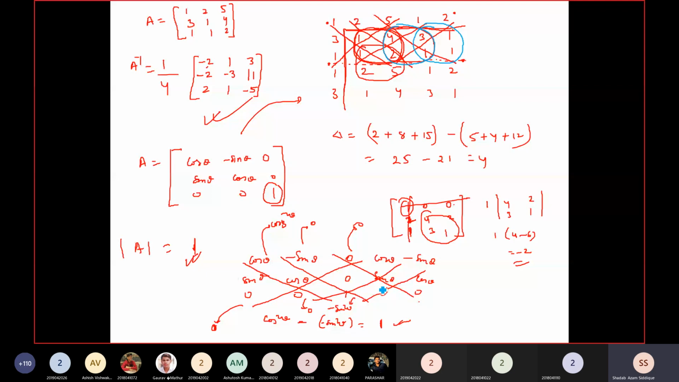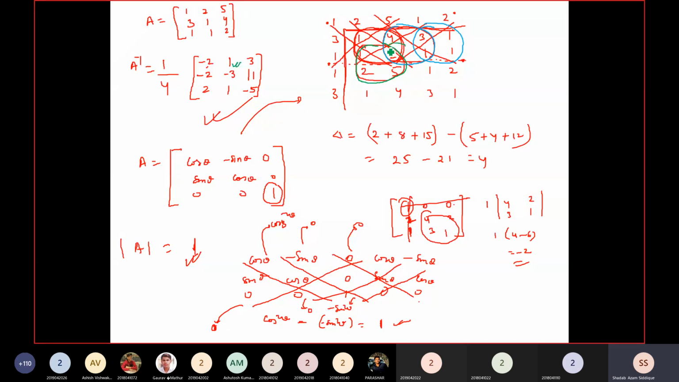Okay, now I'll go for the second column. For the second column, you go for the second row calculation. So 1 into 5 minus 2 into 4. So 1 into 5 is 5, minus 4. 5 minus 4 is what? 1. So 1 is written here.